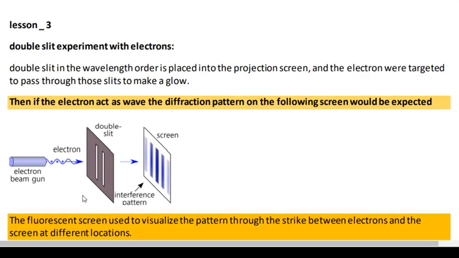So this is the electron beam gun, the source of electrons, and this is the slit where the electrons will pass through. Finally, this is the projection screen, or fluorescent screen, where the glow will happen after the electrons pass through. The fluorescent screen is used to visualize the pattern through the strikes between the electrons and the screen at the diffraction locations.